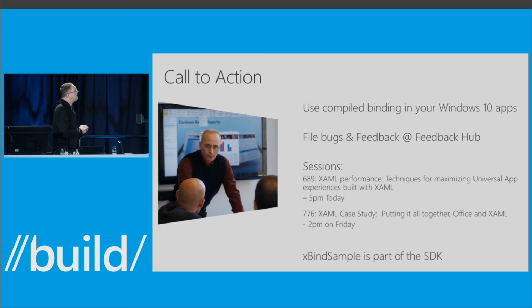So, wrapping up, we've introduced a new form of binding in Windows 10, compiled binding. It generally replaces most of the functionality of classic binding and is faster and uses less memory. If you find bugs, or you've got feedback, please send it to the Feedback Hub or talk to us here.